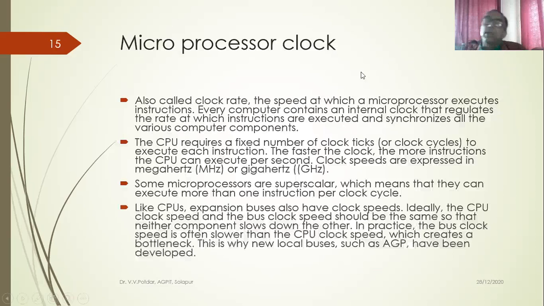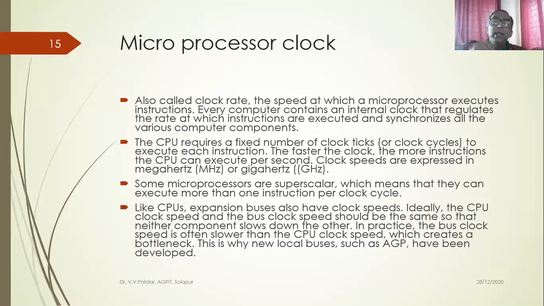Then the microprocessor clock is also an important element. It is also called the clock rate, the speed at which a microprocessor executes instructions. That is the clock speed. So the higher the clock speed, and now you must have seen in computer specifications, you have processors with a clock frequency of 1.2 gigahertz, isn't it? 1.4 gigahertz. So 2.3 gigahertz. The higher the clock frequency, the faster the processor and the faster the computer. So it is the speed at which a microprocessor executes instructions.